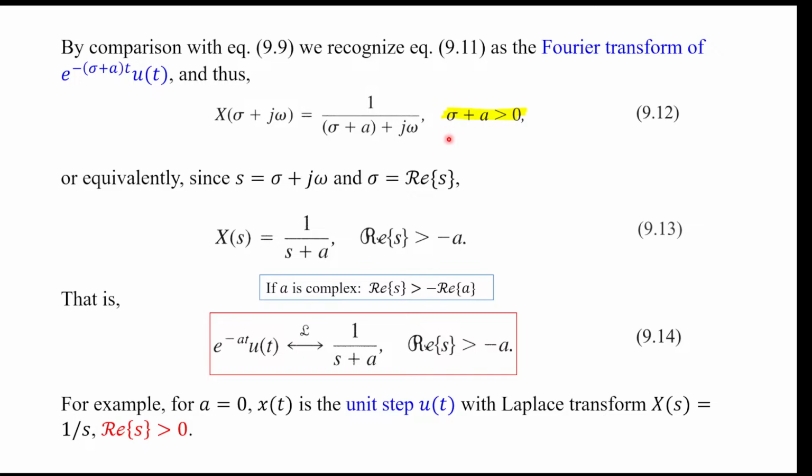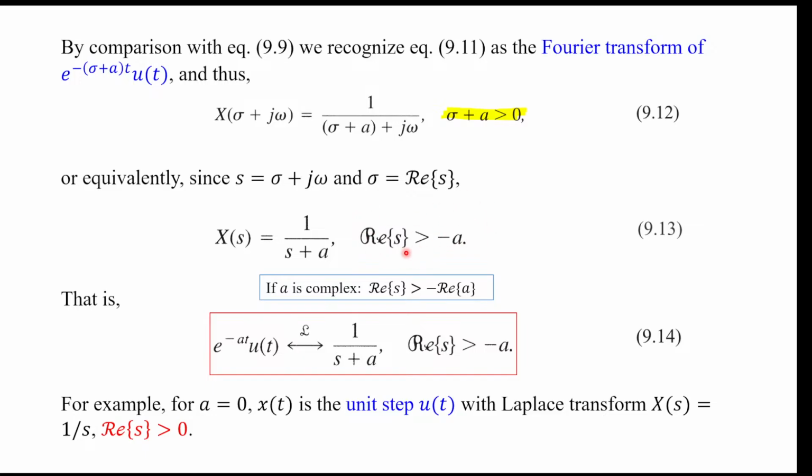Sigma is part of an independent variable. Sigma is the real part of s. So we now see that this thing only converges on some part of s. We want sigma, which is the real part of s plus a, to be greater than or equal to 0. So you move things around, and you want the real part of s to be greater than or equal to the real part of minus a. Sorry, we assume a is real, so the real part of s is greater than or equal to minus a.